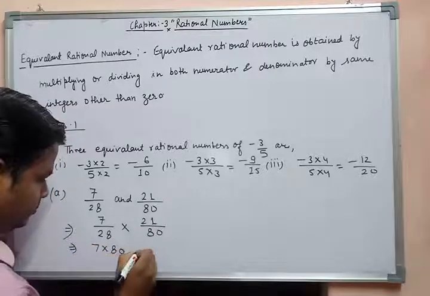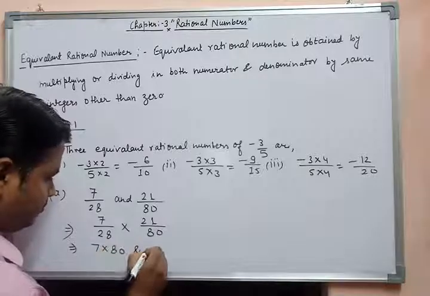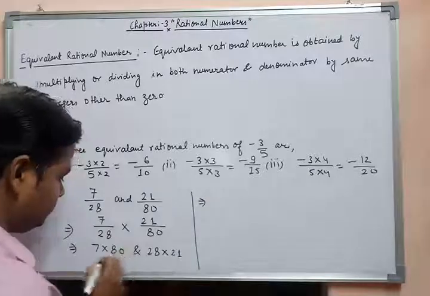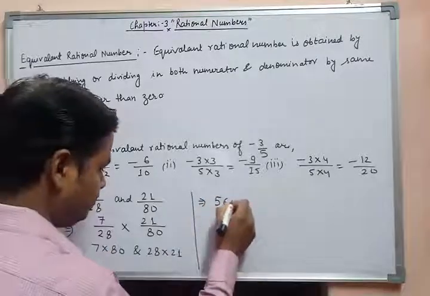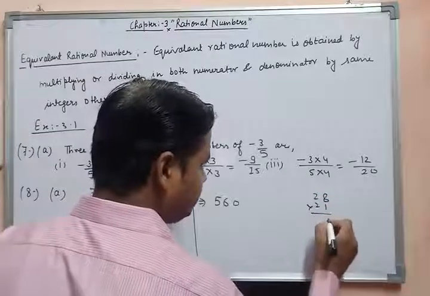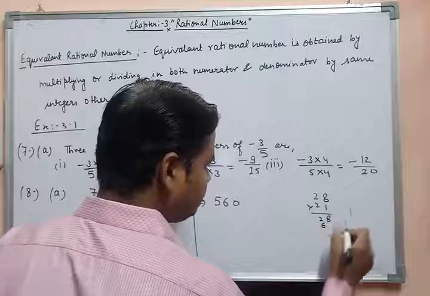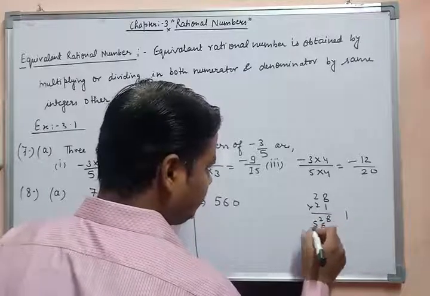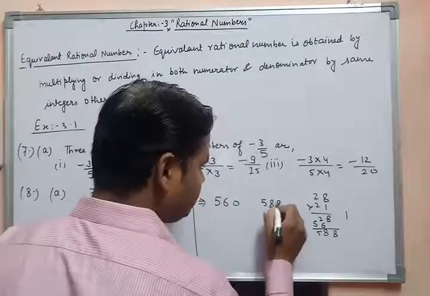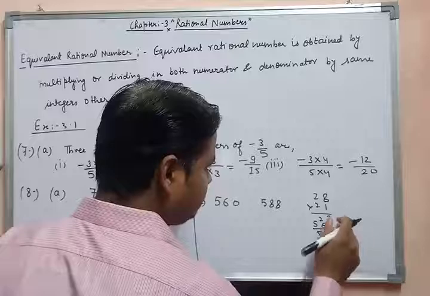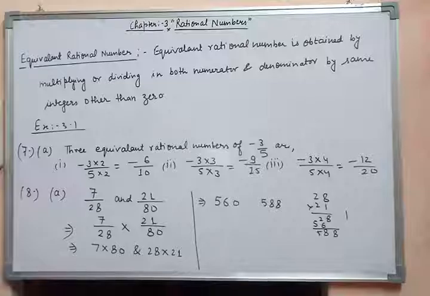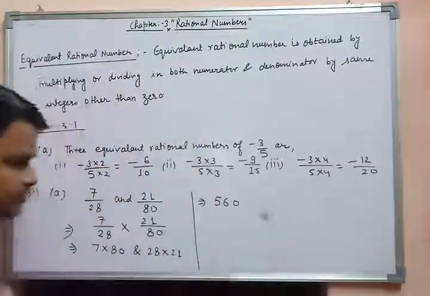80 and 28 into 21. 7 8s are 56, and you have to multiply 28 by 21. 8 2s are 16, 1 carry... Okay, so students, this is the multiplication.